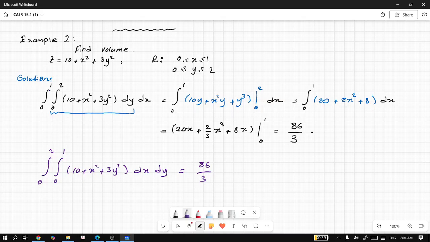So this is all about section 1 of chapter 15. It's only simple integration and the application of integration, double integration, for finding volumes of objects which are rectangular in base.